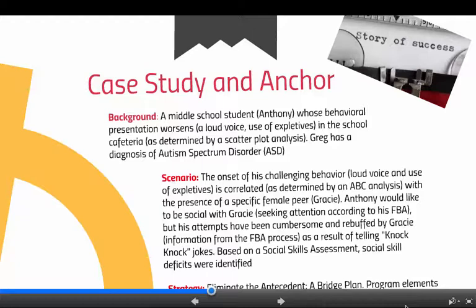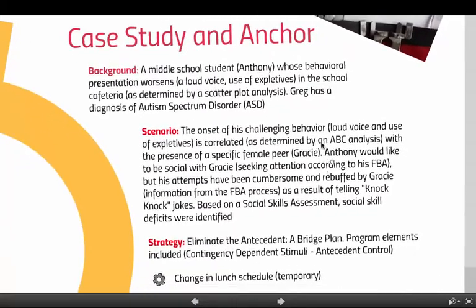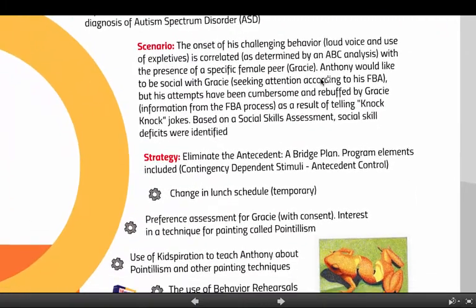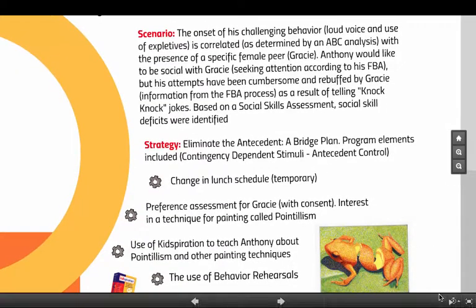We found that there was a predictable time of day when these behaviors would occur. And that was happening during the school cafeteria time. He also had a diagnosis of autism spectrum disorder, and he would fall into the category of what we can refer to as high-functioning autism. Okay, so here's the scenario.